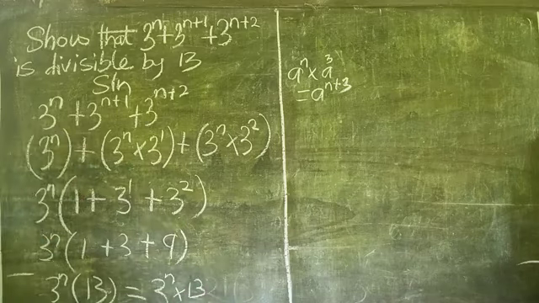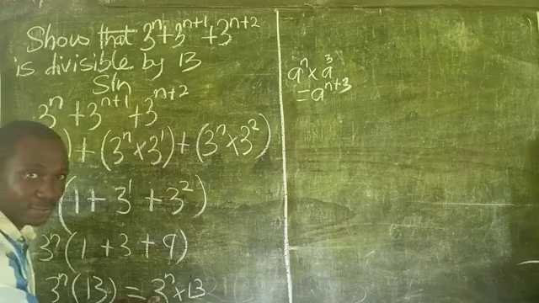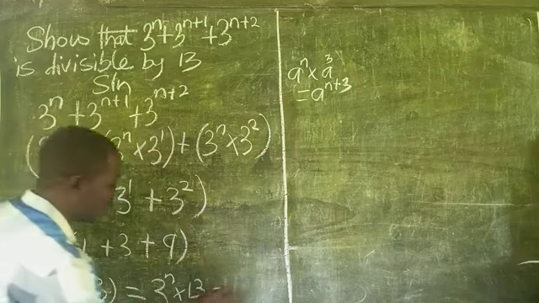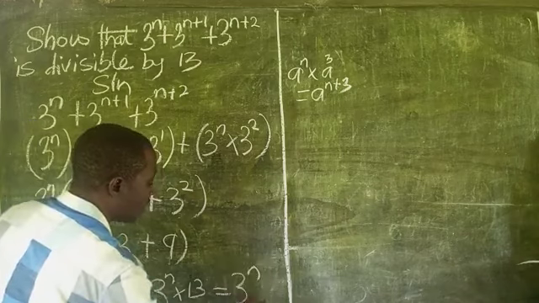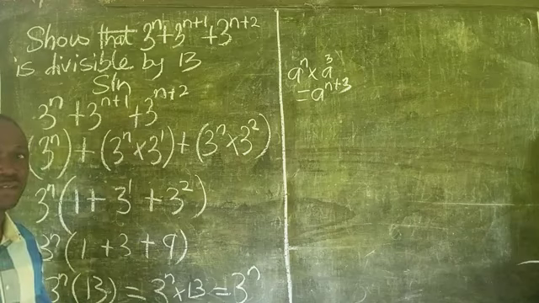If you see, the answer speaks of what we talked about from the beginning. If you divide this by 13, your answer will be 3 raised to power n. So 13 is a factor of the sum eventually.